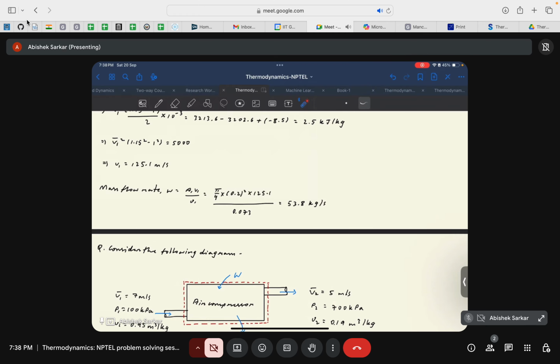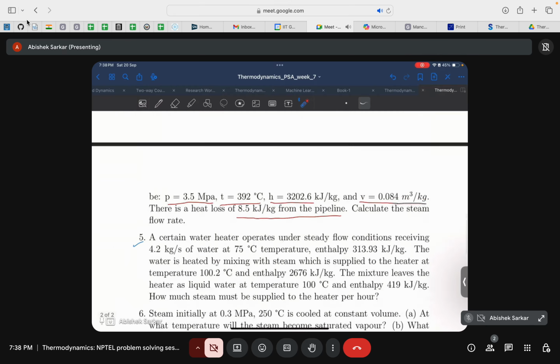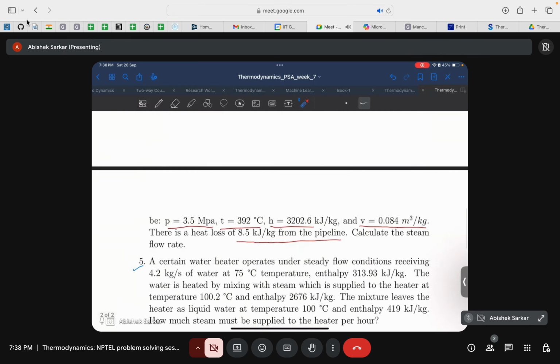Now let us look into the next question. From now on I will try to move a bit faster because there are 2 more questions, if I am not wrong, that we need to consider.